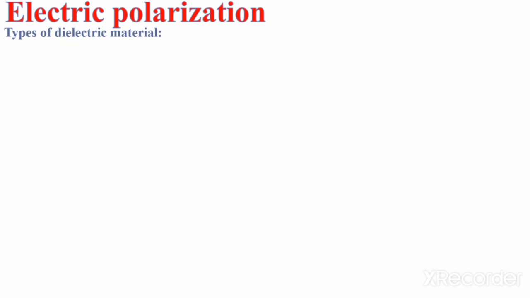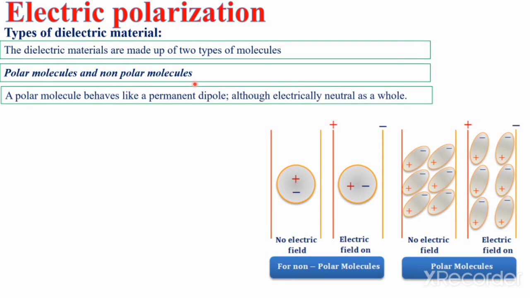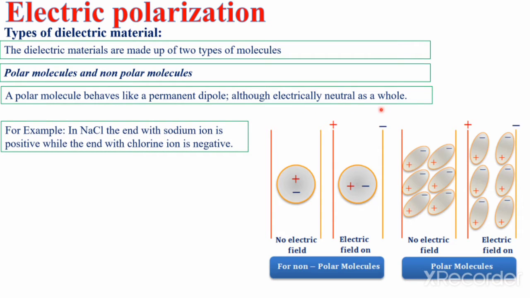Types of dielectric material. The dielectric materials are made up of two types of molecules, polar molecules and non-polar molecules. A polar molecule behaves like a permanent dipole, although electrically neutral as a whole. For example, in sodium chloride, the end with the sodium ion is positive while the end with the chlorine ion is negative. Dipole means a pair of positive and negative charges separated by a small distance. Sodium chloride is a polar molecule and it behaves like a permanent dipole.